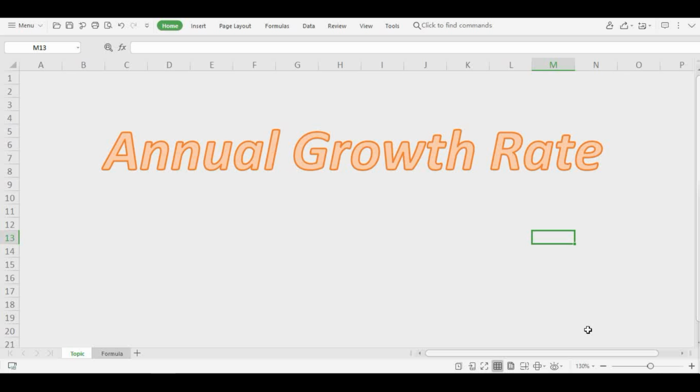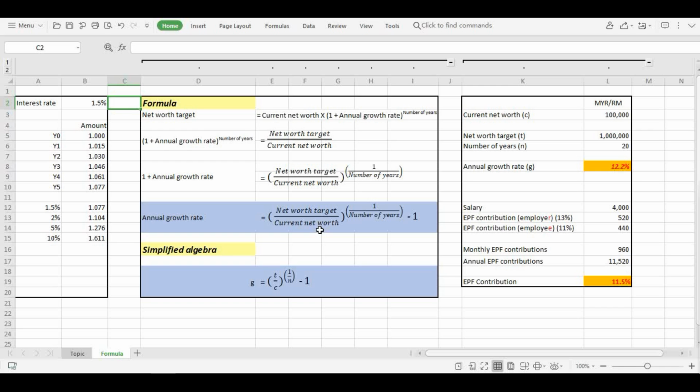Hi, in this video I will share with you how to compute the annual growth rate that you need to achieve the net worth target that you have set for yourself. I've broken down the explanation into three tables.